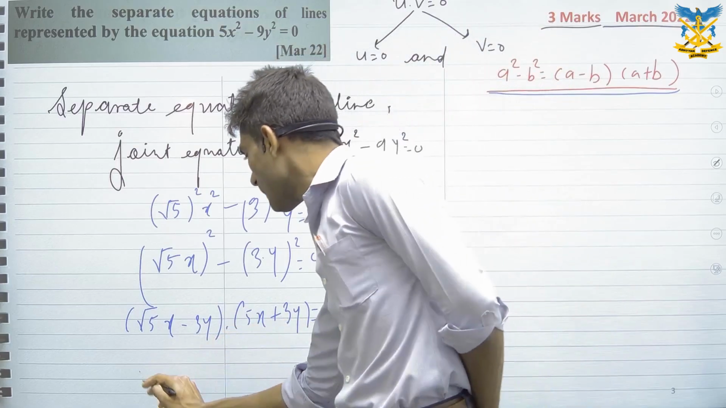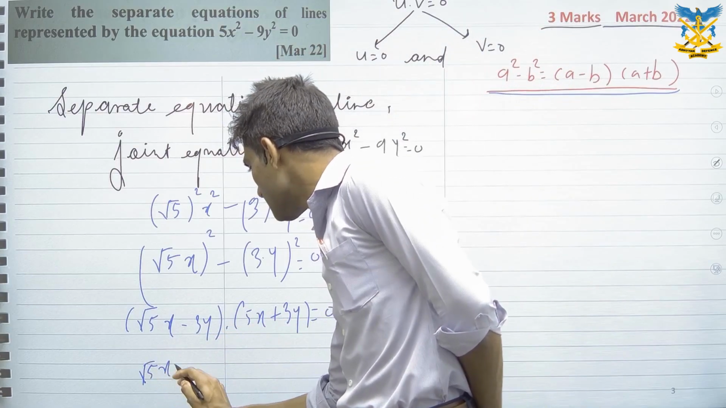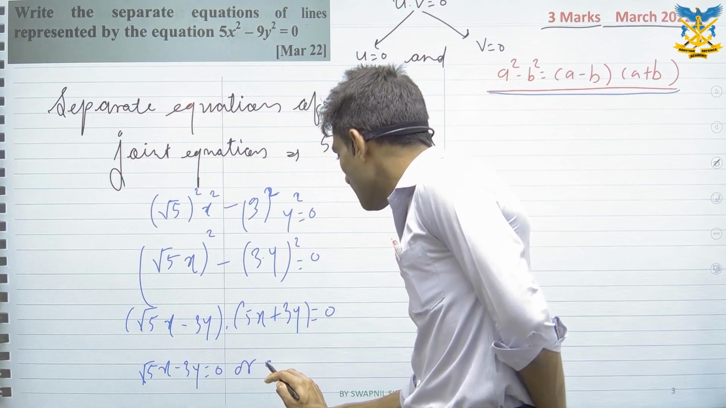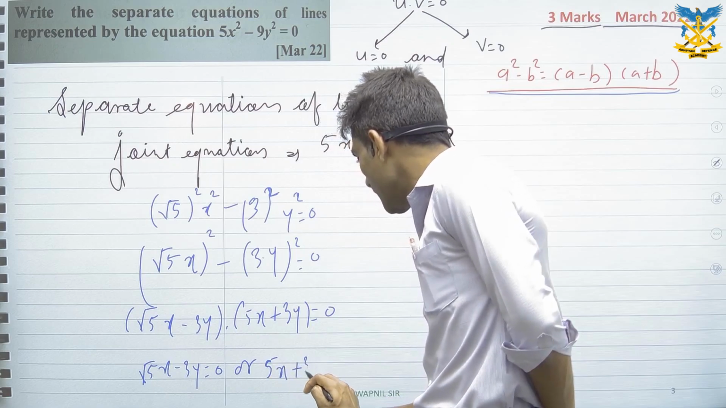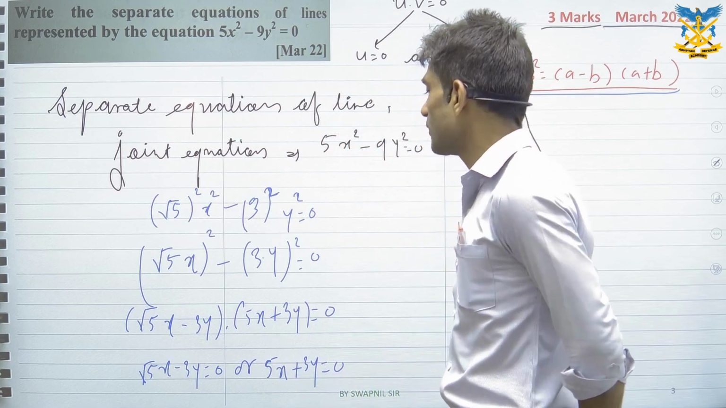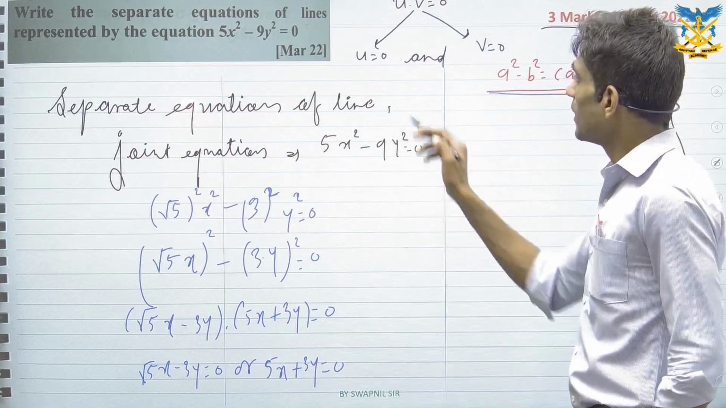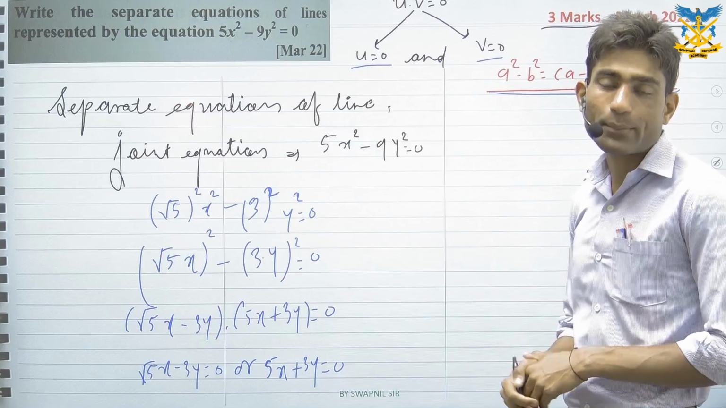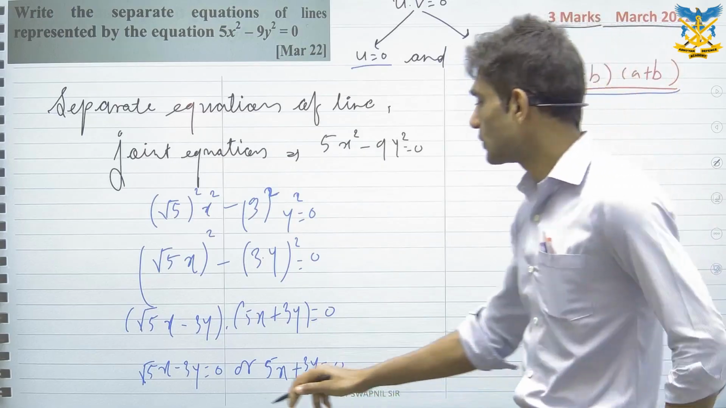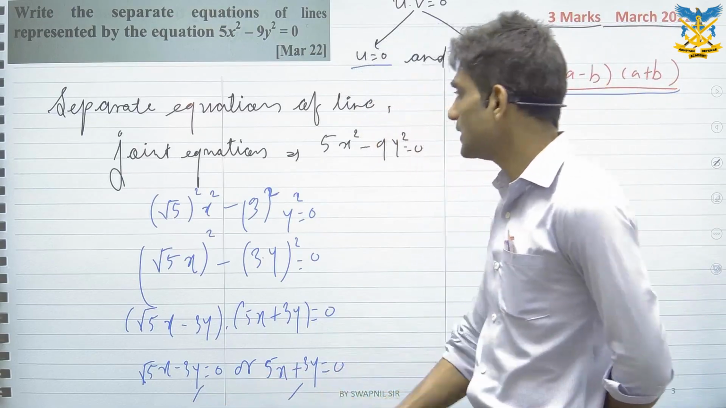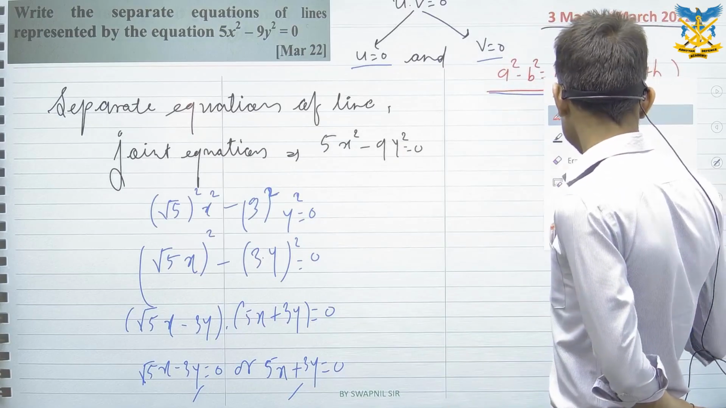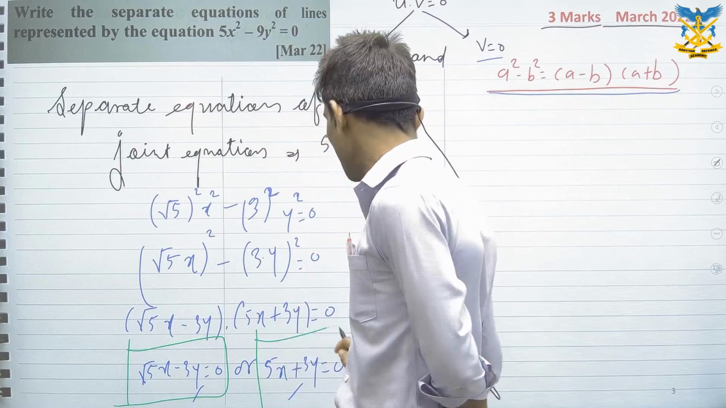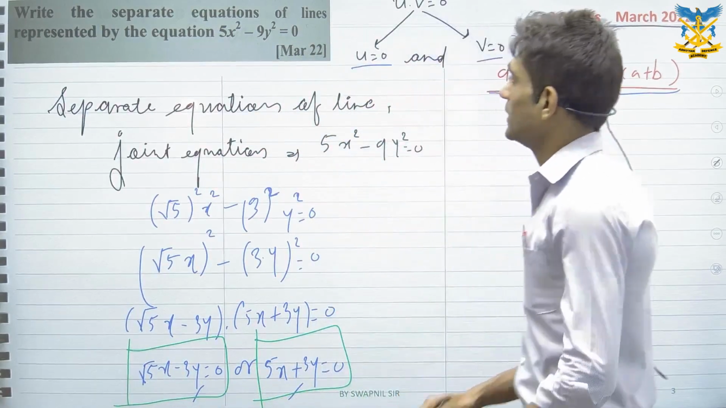So if this multiplication is 0, one of them needs to be 0. That means √5 x − 3y = 0, or √5 x + 3y = 0. That means we got u equal to 0 and v equal to 0, both are the separate equations of our lines. We want only the separate equations in our solution. So this is the first separate equation and this is the second separate equation.